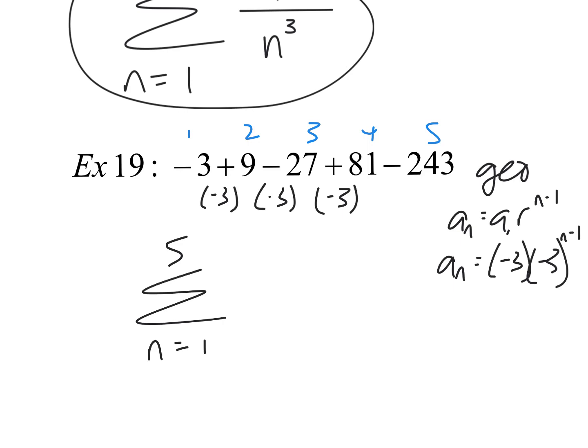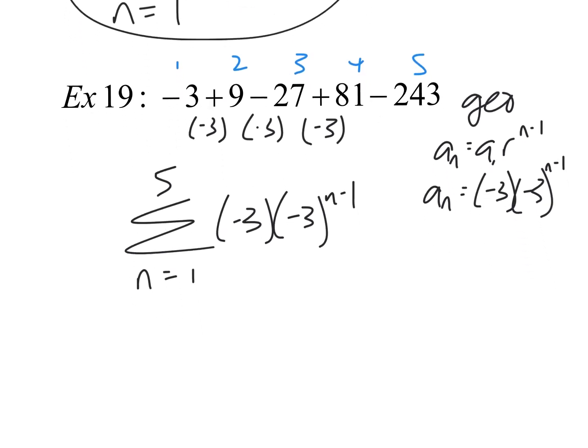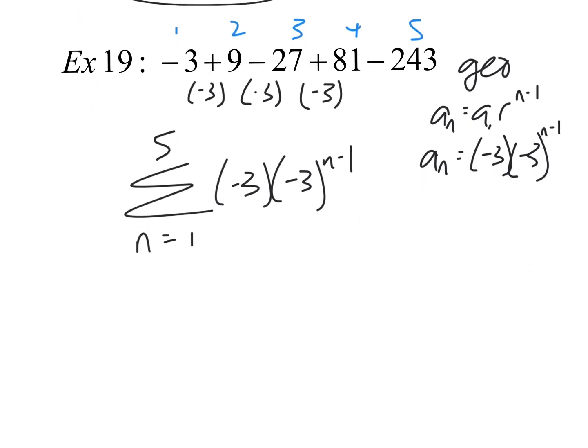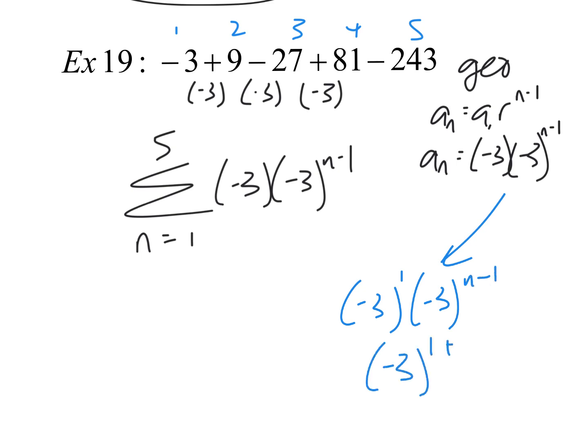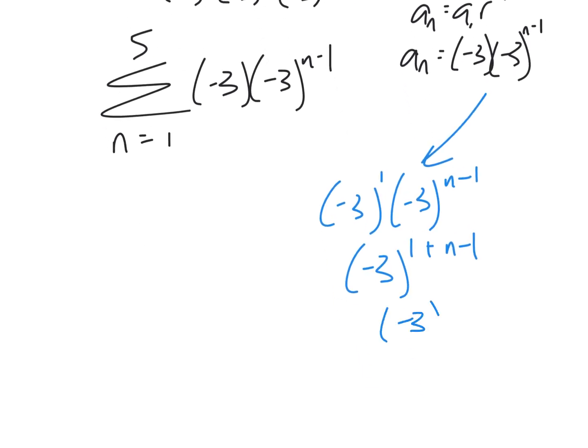I think we should probably clean that up a little bit. You could leave it as negative 3 times another negative 3 to the n minus 1. That's okay. Keep in mind, if it's a multiple choice question at some point, you might have to clean that up algebraically a little bit. Remember that there's an imaginary 1 there, so that means you keep the negative 3 and you add the exponents. And so that would just be the same thing as negative 3 to the n.